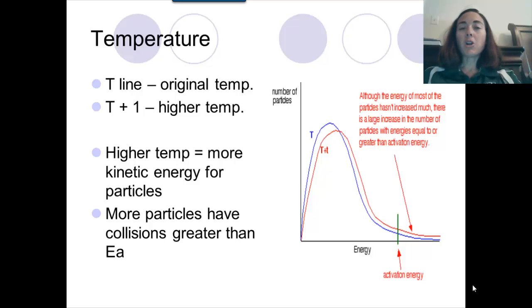Temperature gives the particles extra kinetic energy, and by having more kinetic energy, they're going to move around more, they're going to have more energy, so it's more likely that they'll do the reaction. So remember that the higher the temperature, the more the kinetic energy the particles will have. That should speed up your reaction.